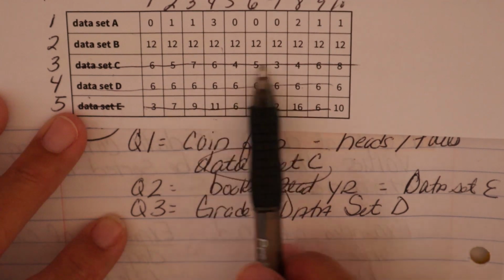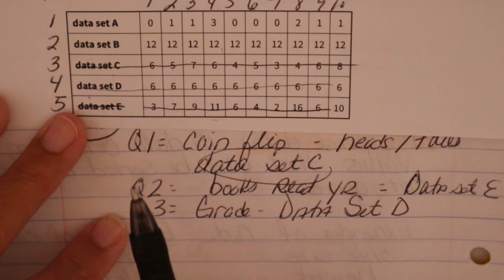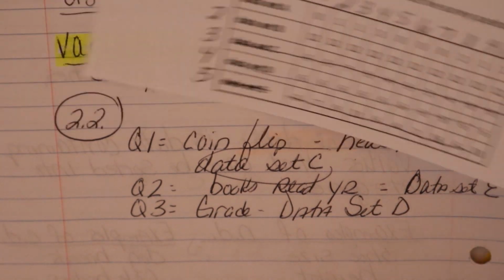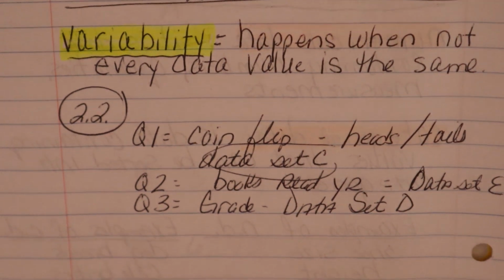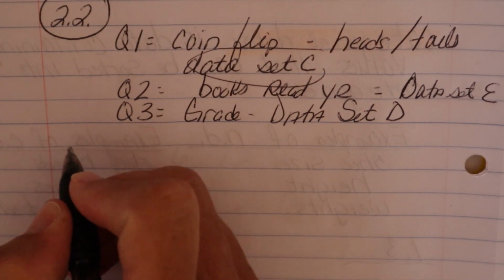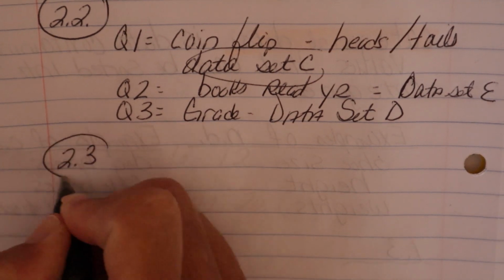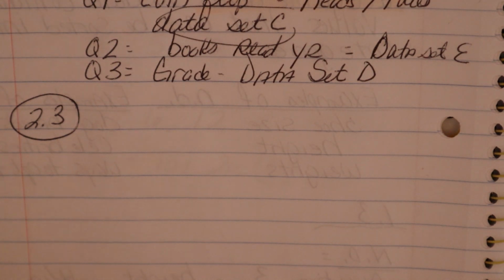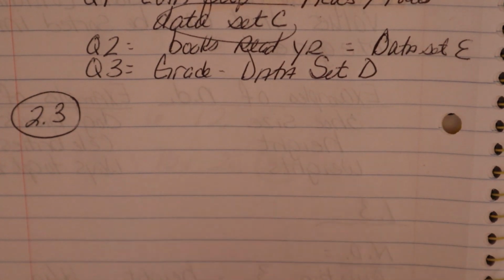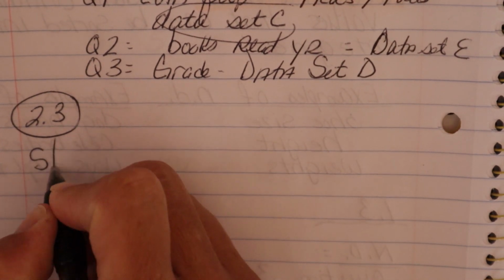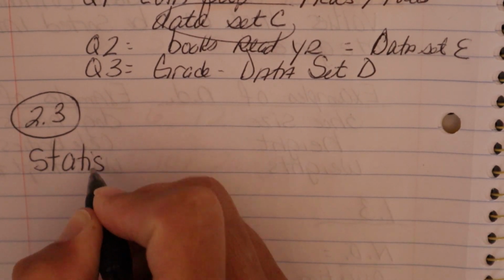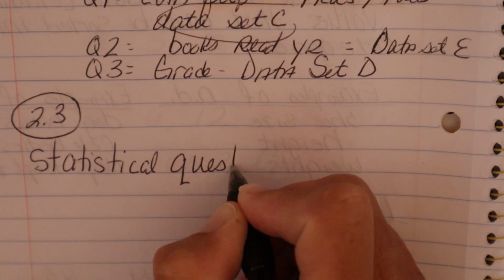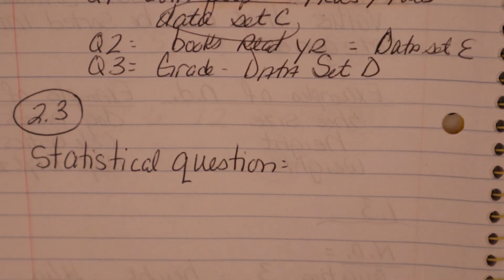Okay, so keep that in mind, because today's lesson is all about, is it a statistical question or is it not a statistical question? Which brings us to our next part, 2.3. So let's go down a little bit and do 2.3. 2.3 is going to get into what makes a question a statistical question. So before we even start, let's define statistical question. And let's define it.